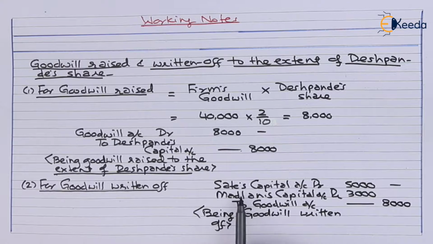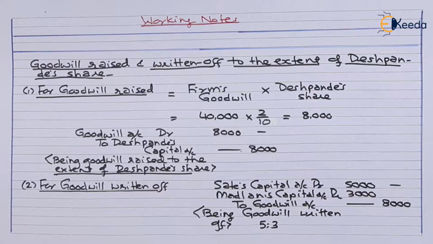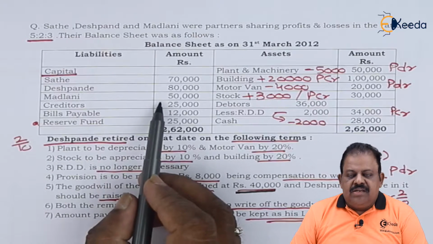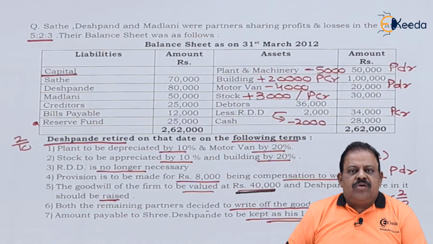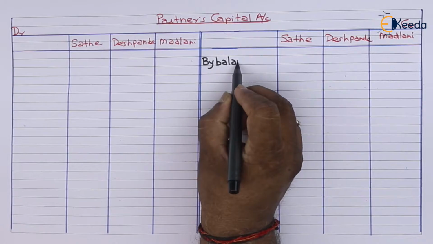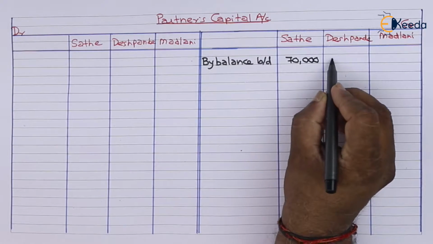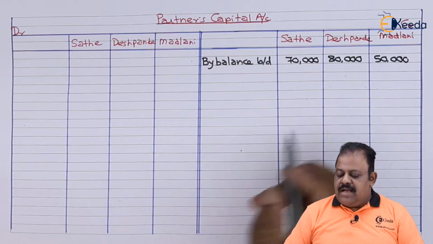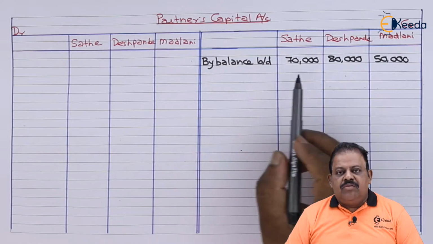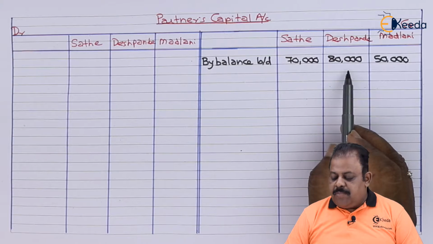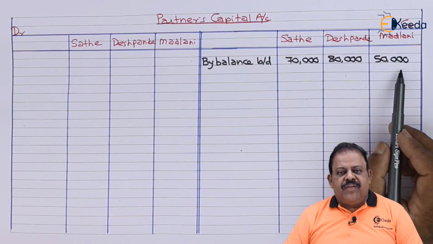For goodwill written off, the entry is continuing partners' capital account debit: Sathe's capital account debit 5,000, Madlani's capital account debit 3,000 to goodwill account 8,000. Here we have used the ratio 5:3. Capital of Sathe, Deshpande, Madlani will be transferred to their capital accounts on the credit side. Partners' capital account credit by balance brought down: Sathe 70,000, Deshpande 80,000, Madlani 50,000.